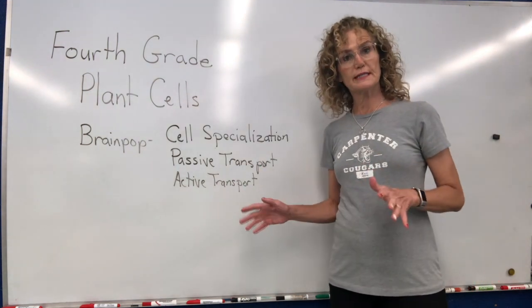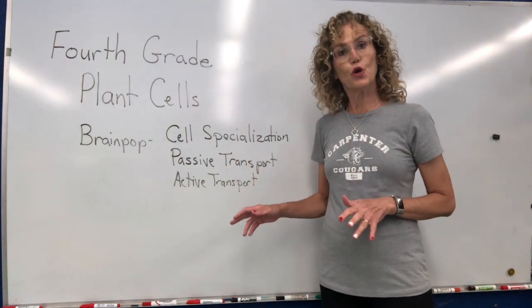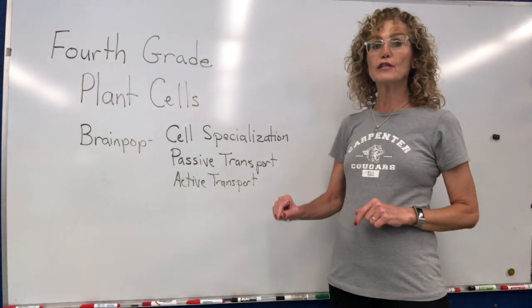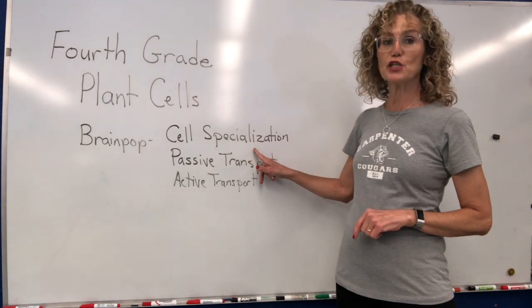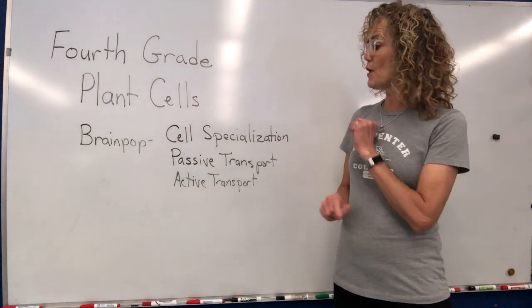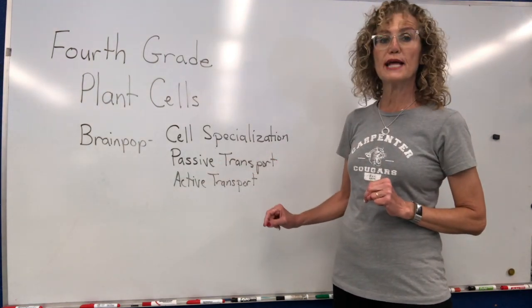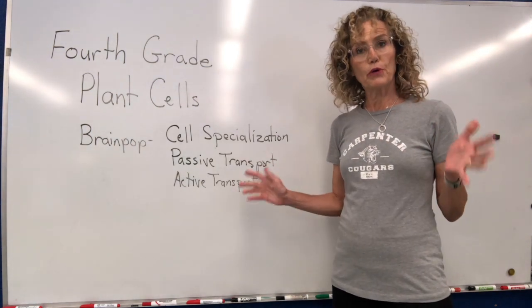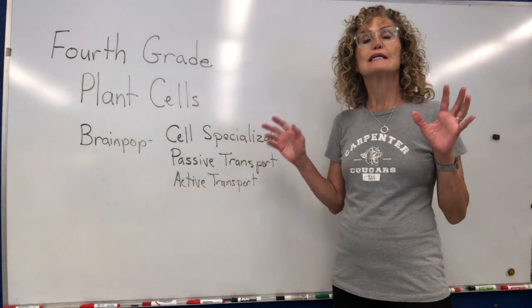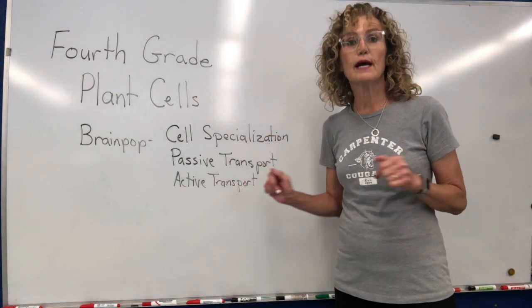After you watch this lesson, I'd like you to make sure that you go to Brain Pop and you watch these 3 videos. The video on cell specialization and 2 other videos, one on passive transport and one on active transport. And now what we're going to do is take a look at how plant cells are different from animal cells.